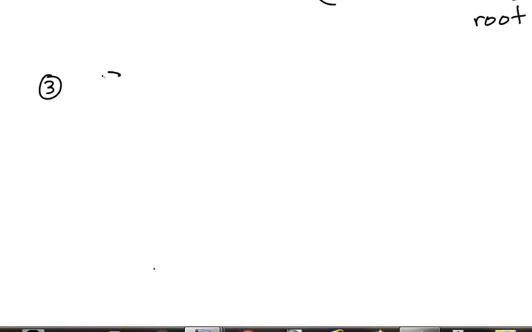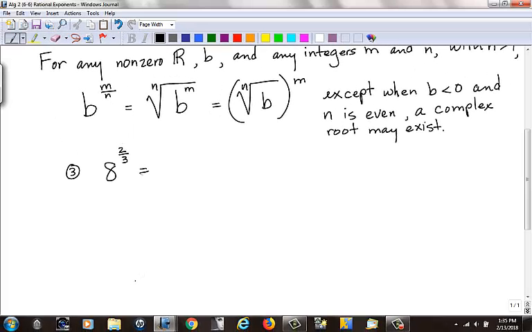Say I give you 8 to the 2/3 power. Okay? 8 to the 2/3 power. If you're in exponential form and you're stuck, you go to radical form. If you're in radical form and you're stuck, you go to exponential form. So we're in exponential form, so go to radical form.